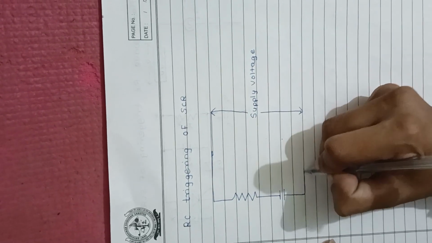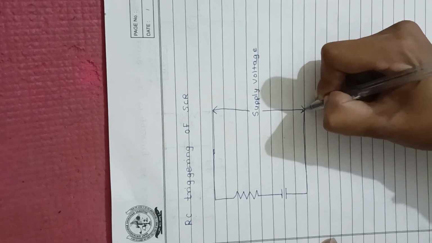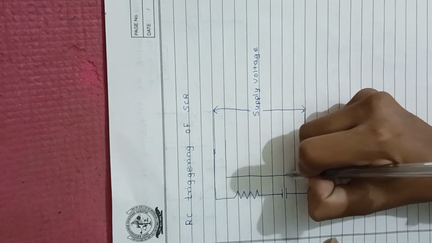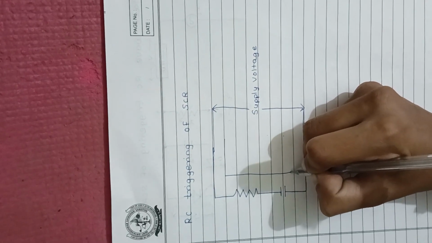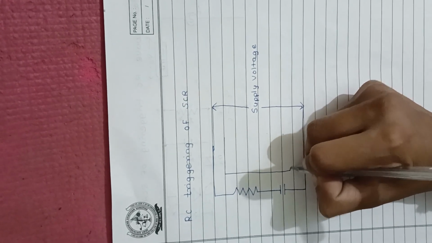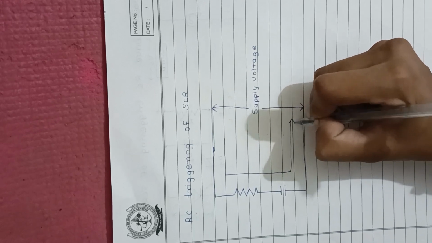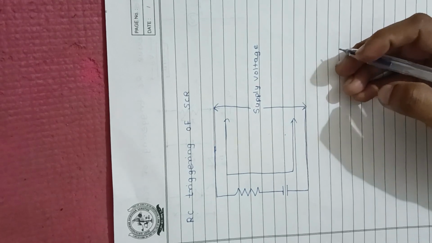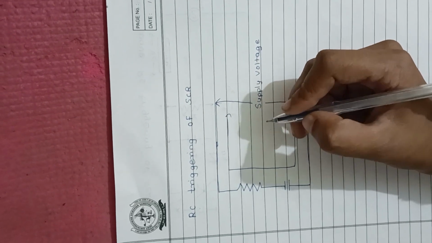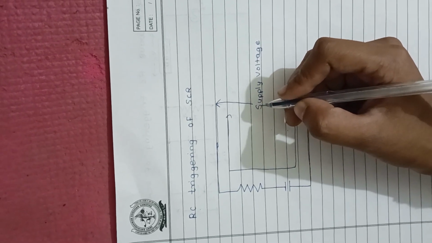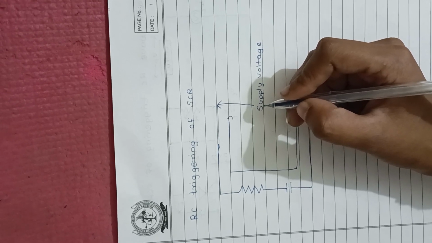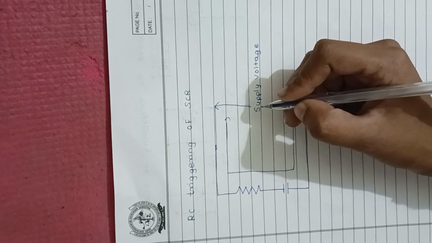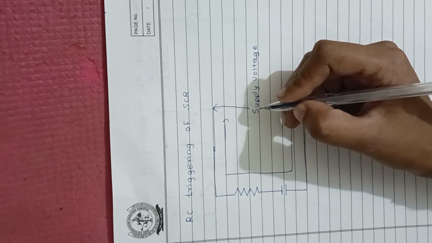Whenever the capacitor is getting charged via the resistor, the multiplication of resistor and capacitor is the time constant of charging of the capacitor, and the same thing happens in discharging. If the capacitor is getting discharged via resistor R, then the discharging time constant depends on the multiplication of resistor and capacitance. So this is the basic thing of RC triggering of SCR.